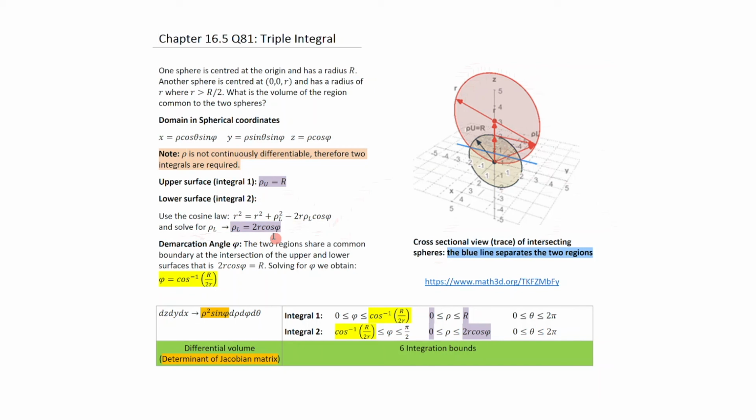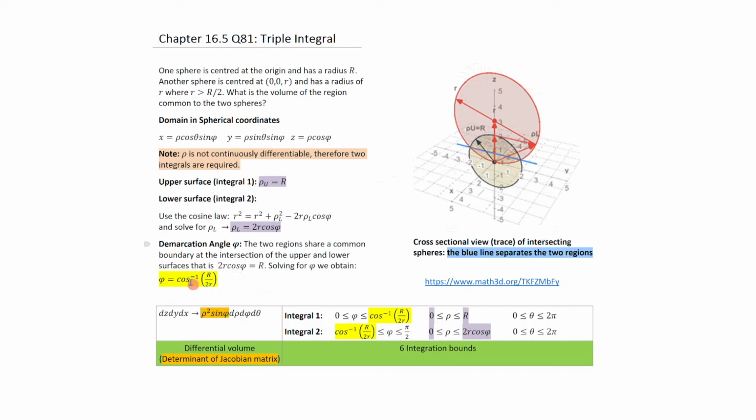So the next thing to look at is what is the angle at which we could move from one region into another region. Well, that's determined by equating rho upper with rho lower and solving, which is what we're doing here, and then solving for phi, which allows us to obtain the following result. Phi equals cos inverse of capital R divided by 2r.